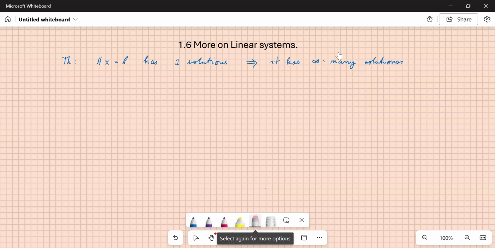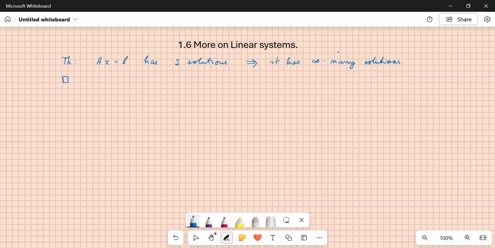What does it mean in real life? In real life, it means that the system cannot have just two solutions, three solutions, four solutions, five solutions, and so on. If it has two solutions, it's going to have infinitely many solutions. So basically, anything two or more is going to be just infinitely many. How are we going to prove it?